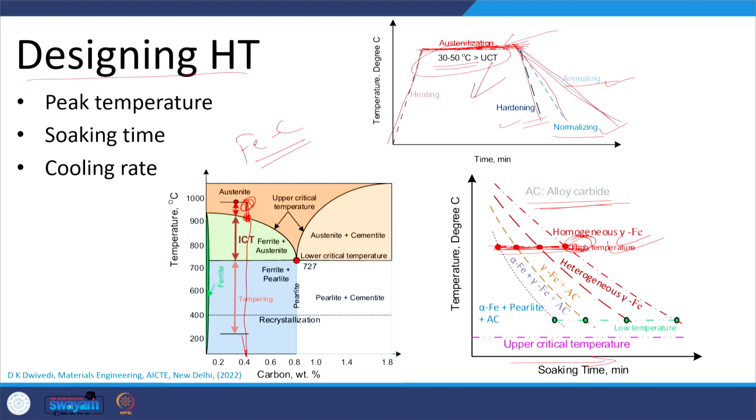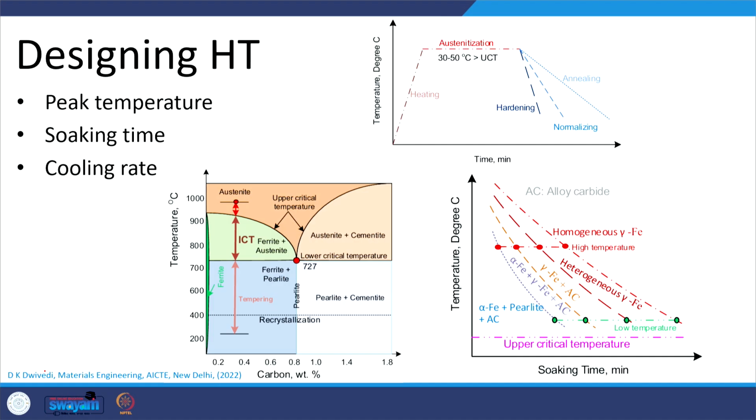Okay. Once we have attained the homogeneous austenitic state, then we have to see what the conditions are as per the kind of composition of the steel. We have to see what kind of cooling rate is to be used for annealing, normalizing and hardening purposes, and that is based on the TTT diagram or CCT diagrams. That is what we will be seeing in the next slide.